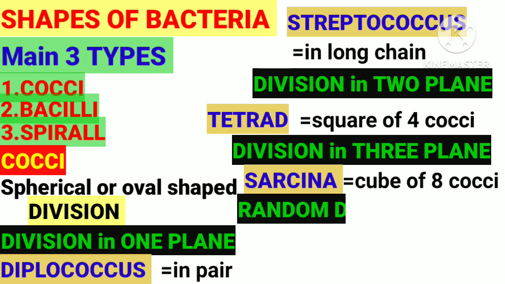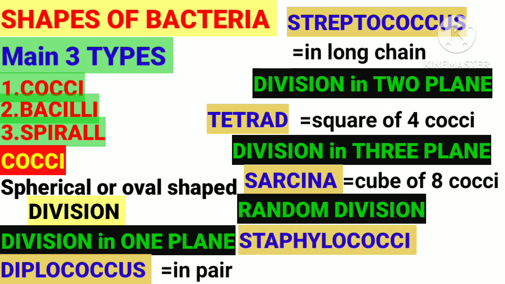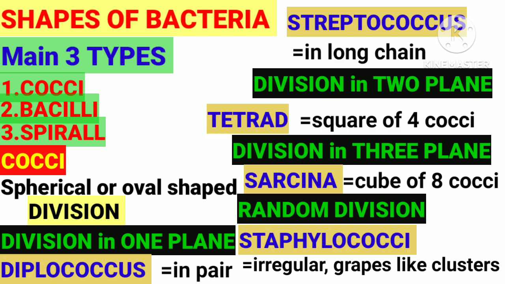If divisions occur in random planes, then Staphylococcus occurs. That is an irregular grape-like cluster.